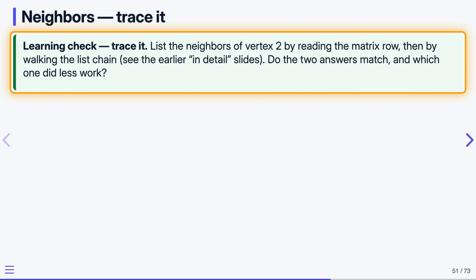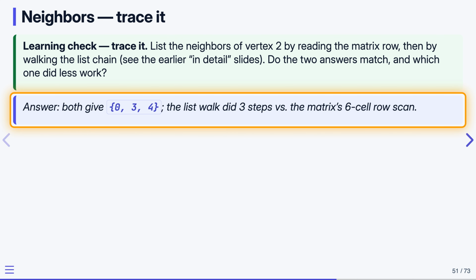Try the learning check. List the neighbors of vertex 2 two ways, by reading the matrix row and by walking the list chain. Do the two answers match, and which one did less work? Pause here. Here is the answer. Both give the set 0, 3, 4. The list walk did 3 steps and the matrix did a 6-cell row scan. Same answer, half the work.